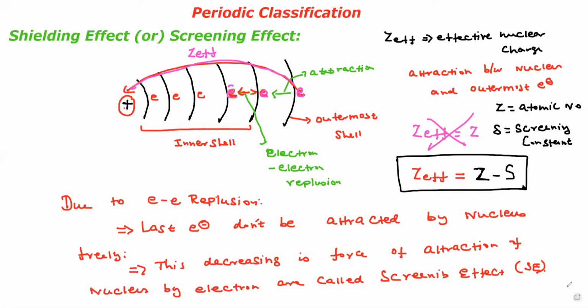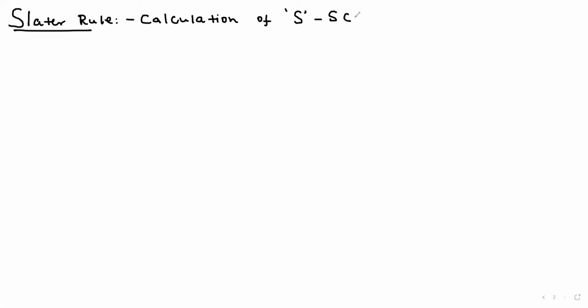Shall we go to the Slater rule? Very important, please note. Slater rule: calculation of S value, the screening effect. Now note, first step one. What is the first step?